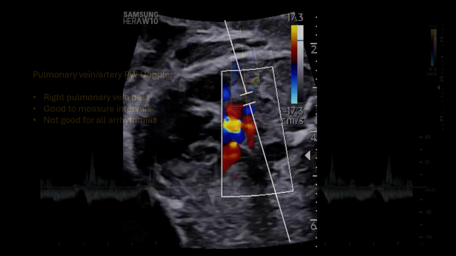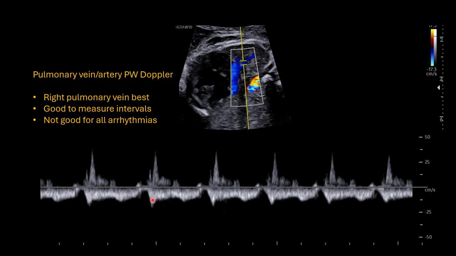And when we get this tracing, we see on the bottom the S and D waves of the pulmonary venous tracing. And here is the A wave, this little notch that passes above the baseline in this tracing. And then the V wave is this sharp little upstroke here. And this is the pulmonary artery flow signal. And so here we've measured the mechanical PR interval again at the onset of the A wave to the onset of the V wave. This is probably one of the better methods to measure intervals, but it's not good for all arrhythmias.